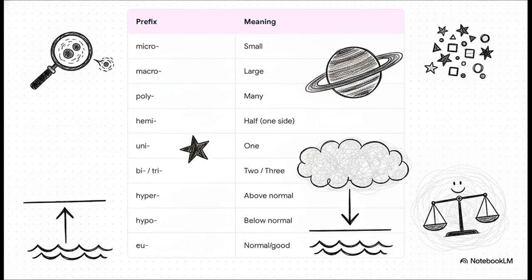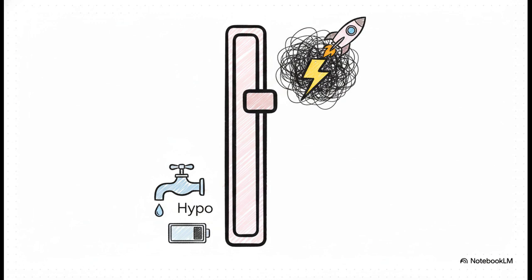But I really want you to focus on these last 3 here. Hyper, which means above normal, hypo, which is below normal, and eu, which means normal or good. These 3 are absolute game changers. You're going to see them everywhere. So let's really zero in on this pair, hyper and hypo, because they are so important. The best way to think about them is like a volume knob. Hyper means the volume is cranked way up, too much of something, overactive. And hypo means the volume is turned way, way down, not enough, underactive.